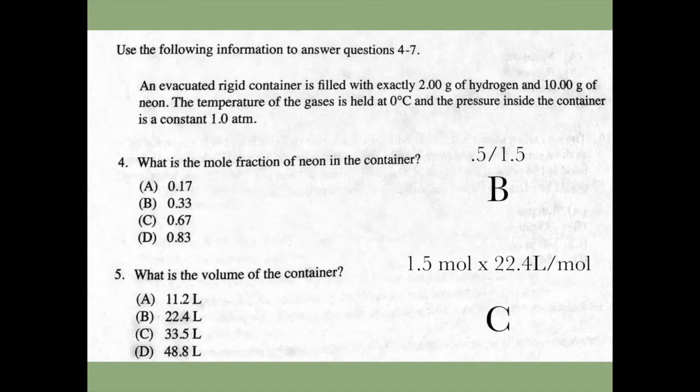getting 33.5. Now, if I weren't at STP, you could not use 22.4, and you would have to use PV equals nRT. You can still use PV equals nRT for this problem, and it'll work perfectly fine. But just thinking about time, using 22.4 when you recognize it is a great idea.